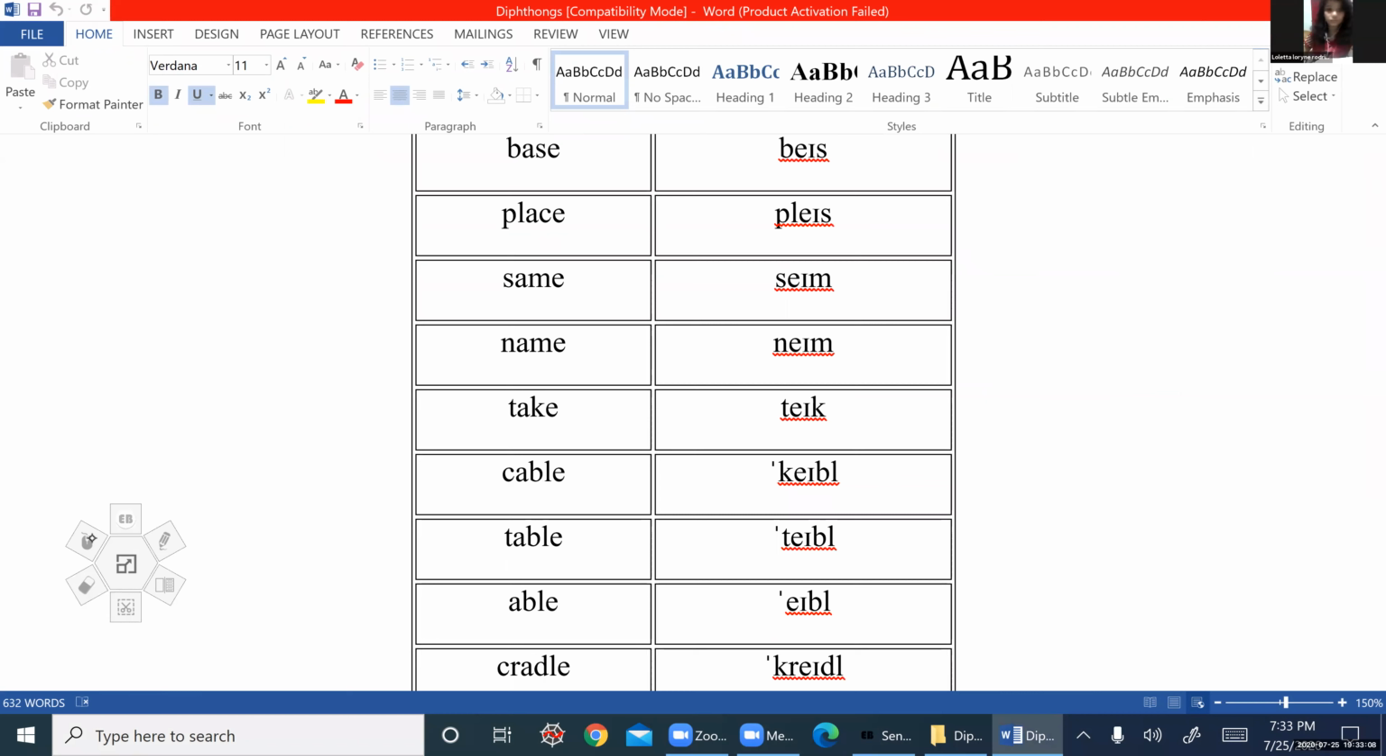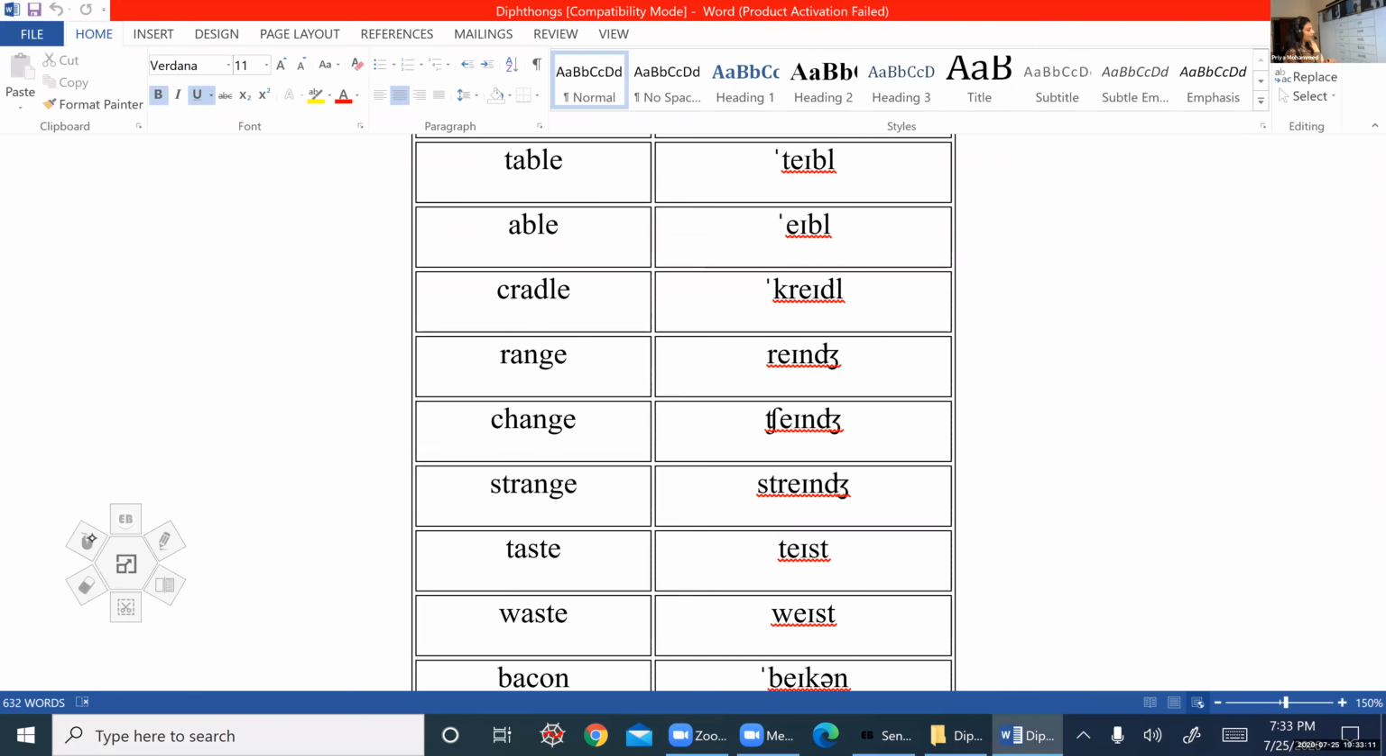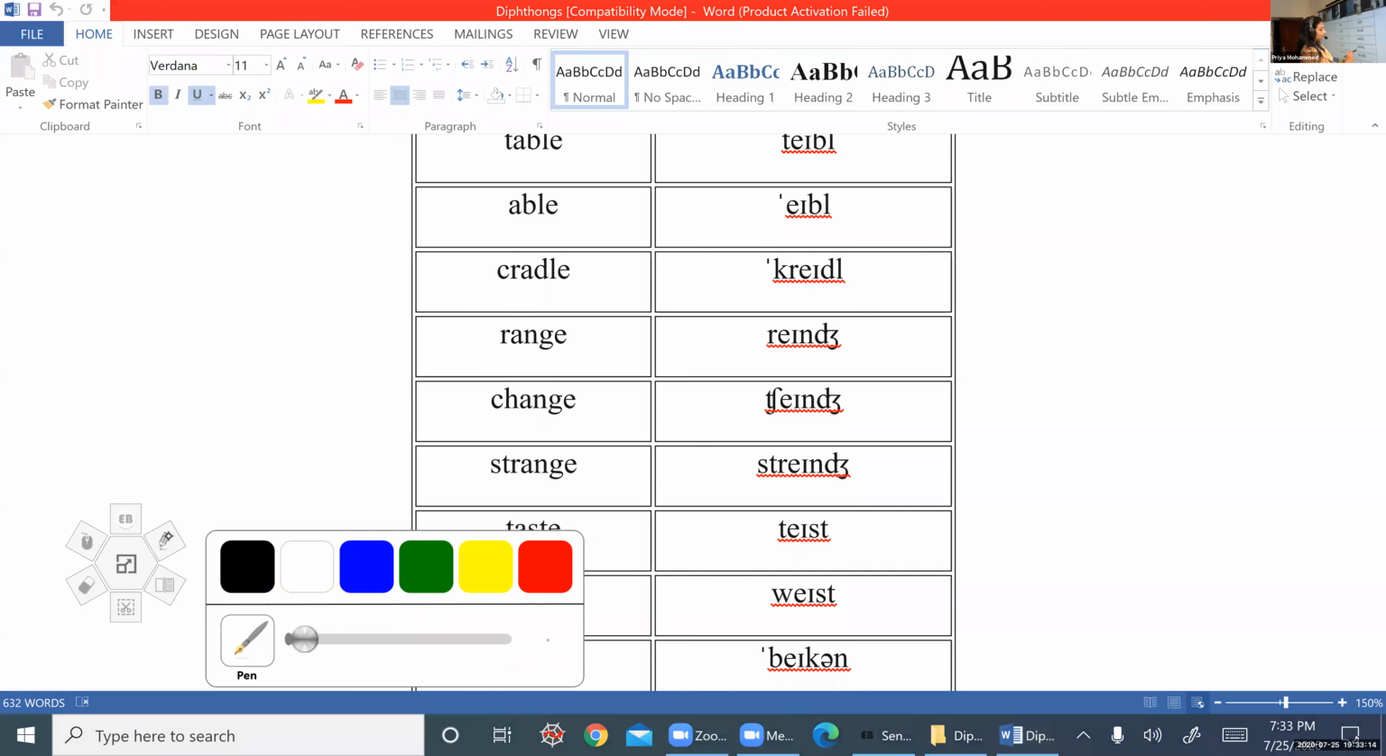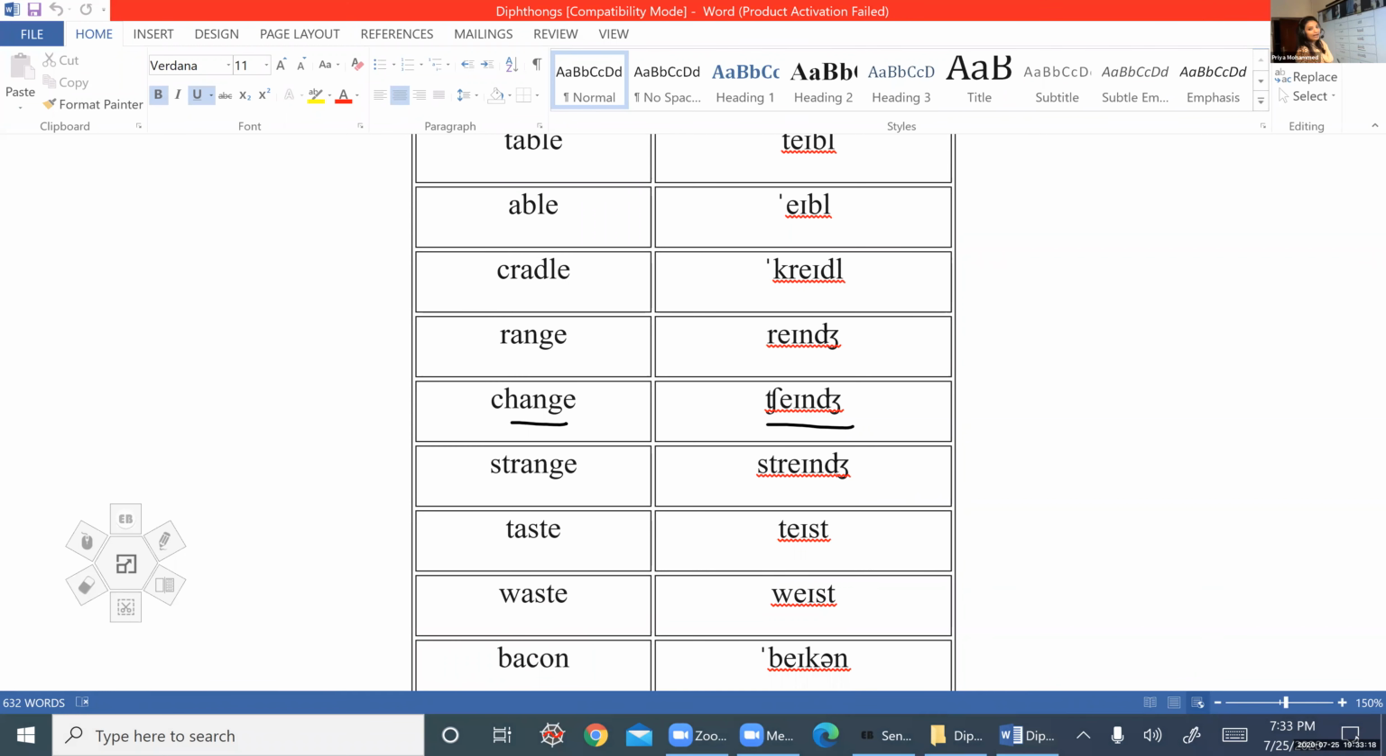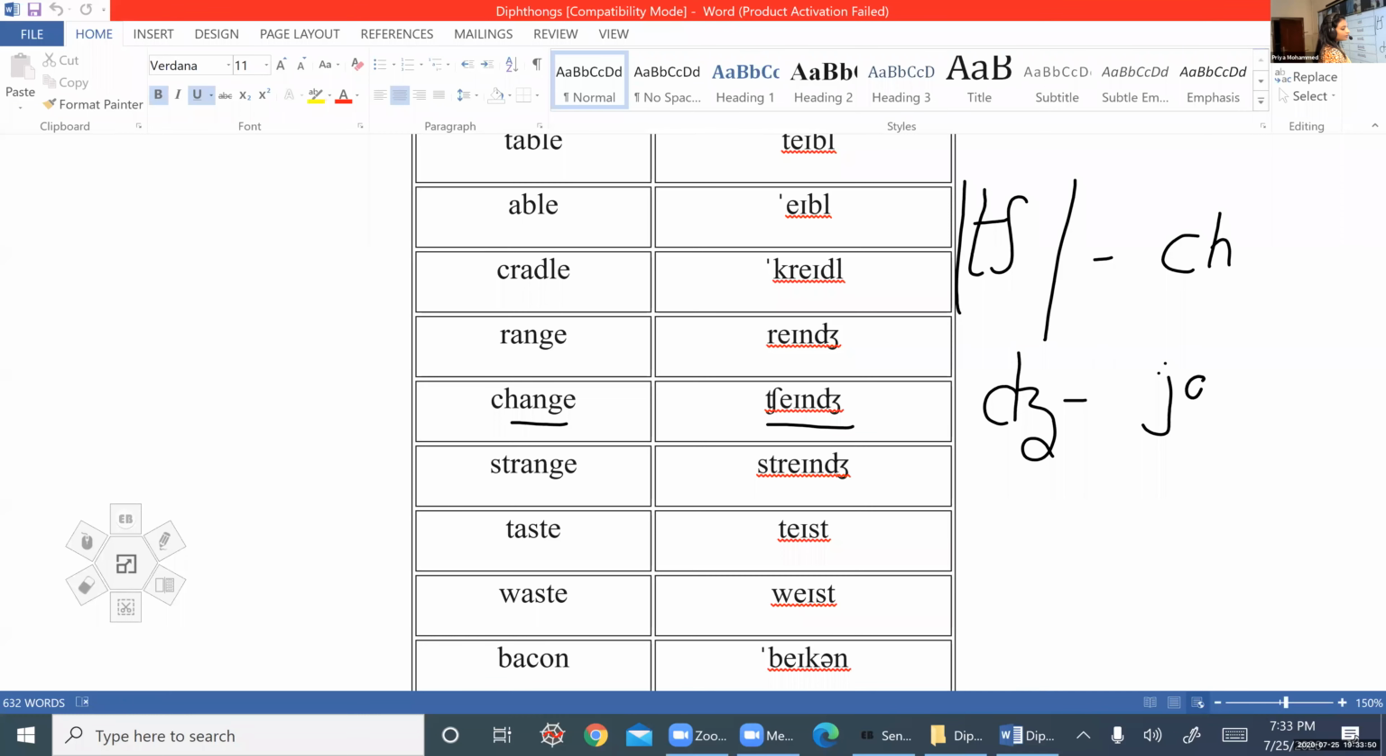So these are the sounds I'm introducing today. If you look at this word, that is change, you can see two different symbols which you never seen before. What is this one? This is ch sound. Okay, and there's another symbol that you can see here, j sound. Please make a note on this one.